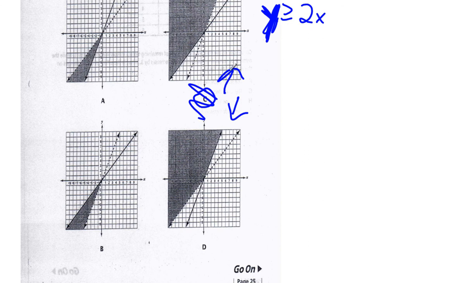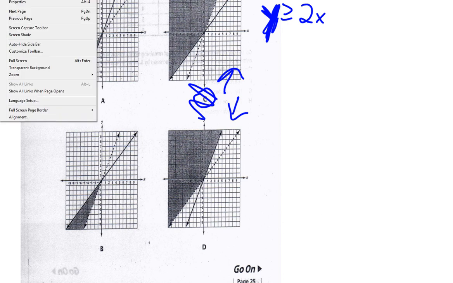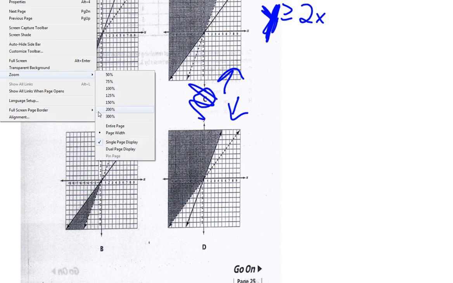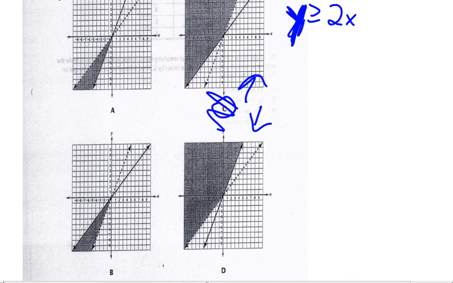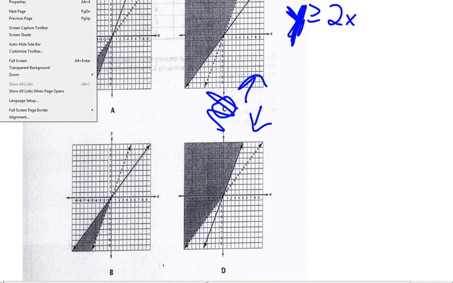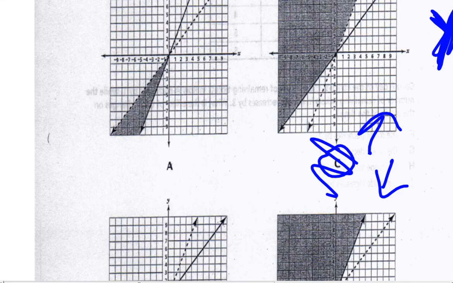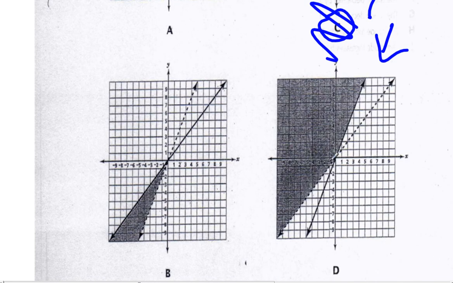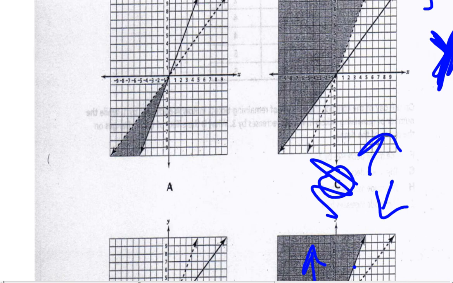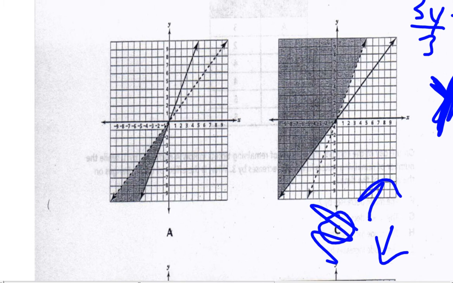Can we zoom in on this? Of course we can. There we go. So 2x. So here's 0, 1, 2. So that's a rise of 2 over 1, 2 over 1, 2 over 1. It's still shaded above. Solid line indicating it's greater than or equal to. That's our answer here.